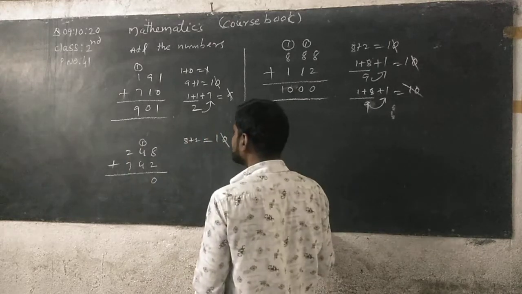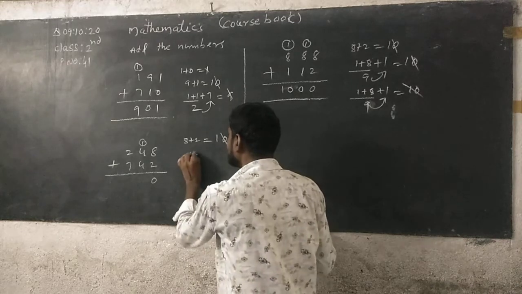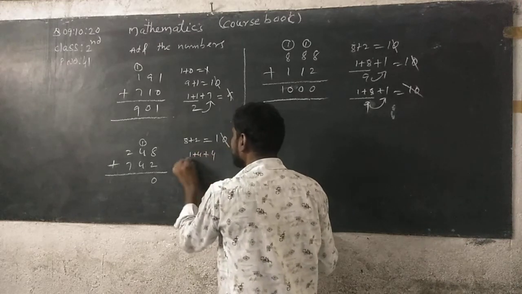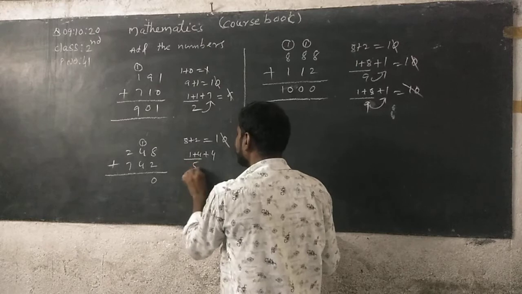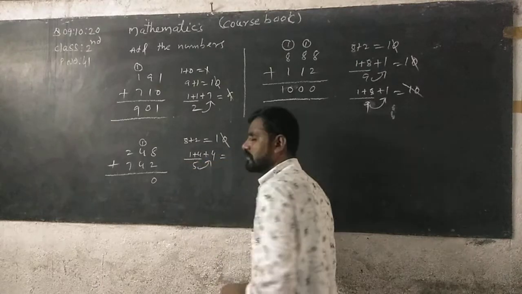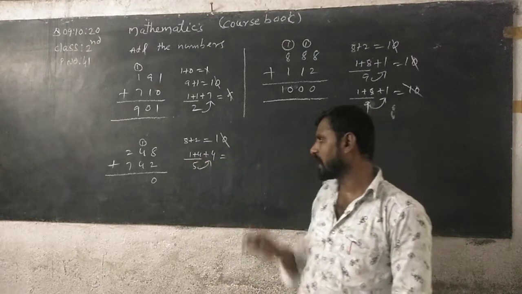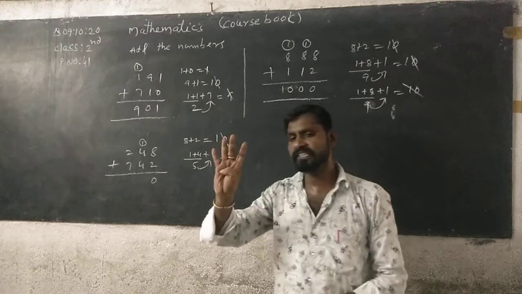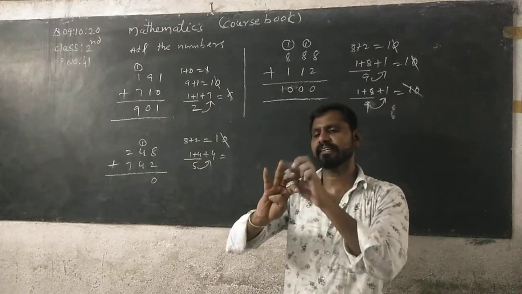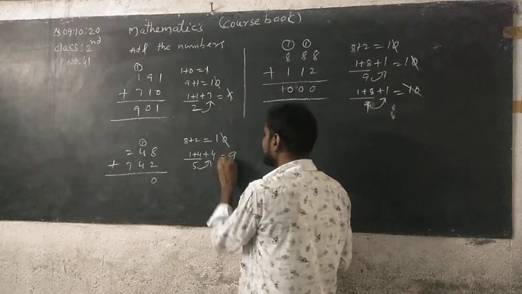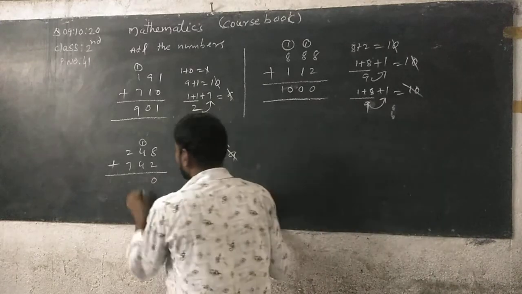Next we add the digits in tens place, that is 1 plus 4 plus 4. First 1 plus 4, 5. 5 is added to 4, 9. Keep 5 in your mind. Try to take 4 fingers in your hand. 5 after 6, 7, 8, 9. 9 is a one digit number, you can write directly in hundreds place.